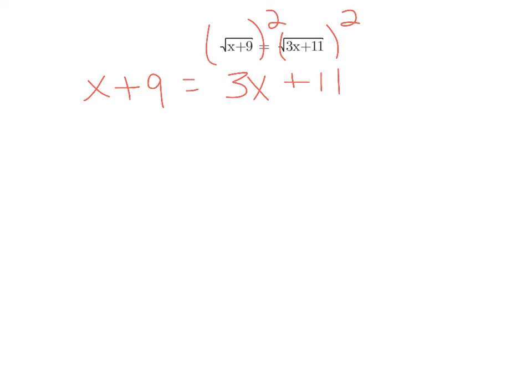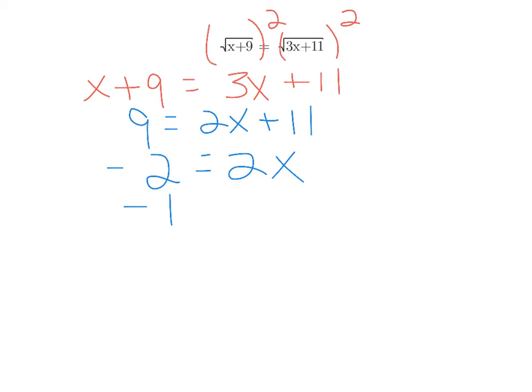Since my highest exponent is 1, I have a linear equation which can be solved using inverse operations. Subtracting x from both sides of my equation, I get 9 equals 2x plus 11. Then subtracting 11 from both sides of my equation, I get negative 2 equals 2x. And finally, dividing both sides of the equation by 2 gives me negative 1 is equal to x.